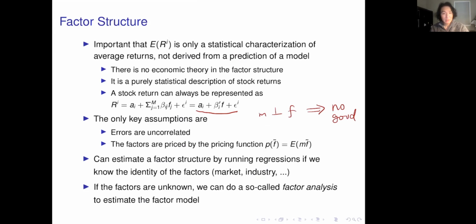And we can always estimate a factor structure by running regressions, or we can even do what is called a factor analysis to come up with the factor structures. And as long as these factors, whether they have come from factor analysis or any other analysis or regression analysis, are correlated with the true stochastic discount factor, you can use the APT.